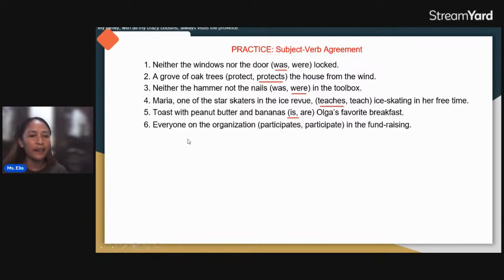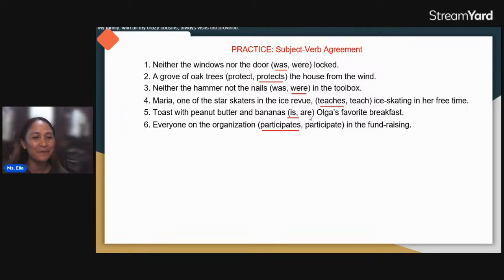Okay, next. Everyone on the organization participate in the fundraising. Again, everyone on the organization participate in the fundraising. Okay, so what's the answer here? The correct answer is participates.